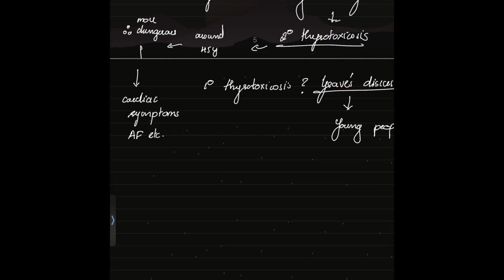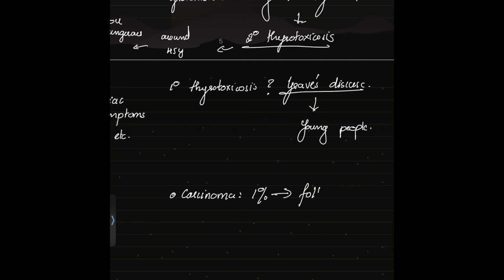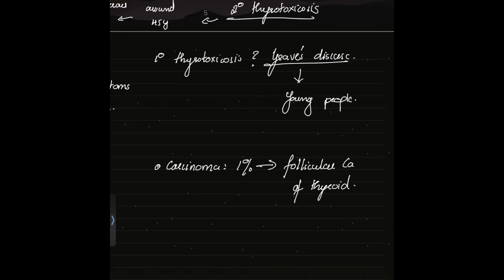So the next complication that we have is carcinoma of thyroid. In 1% of the patients, they can develop a follicular carcinoma of the thyroid. There can also be a retrosternal extension of the thyroid.